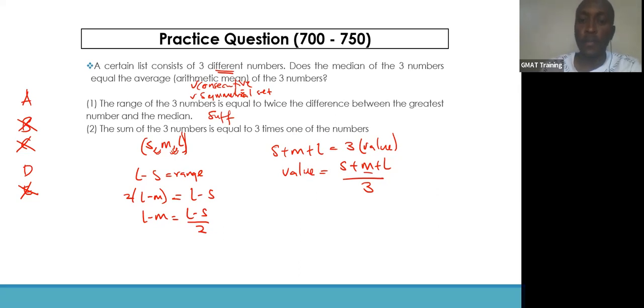So we have the value equals the smallest value plus the middle value plus the largest value, all divided by 3. And this means the value equals the mean of the set. What does that mean? Therefore, the only value that can take this is the middle digit, and therefore, for this case, the mean equals the median of the set. And therefore, statement 2 is also sufficient, and we have A out and D as our answer.